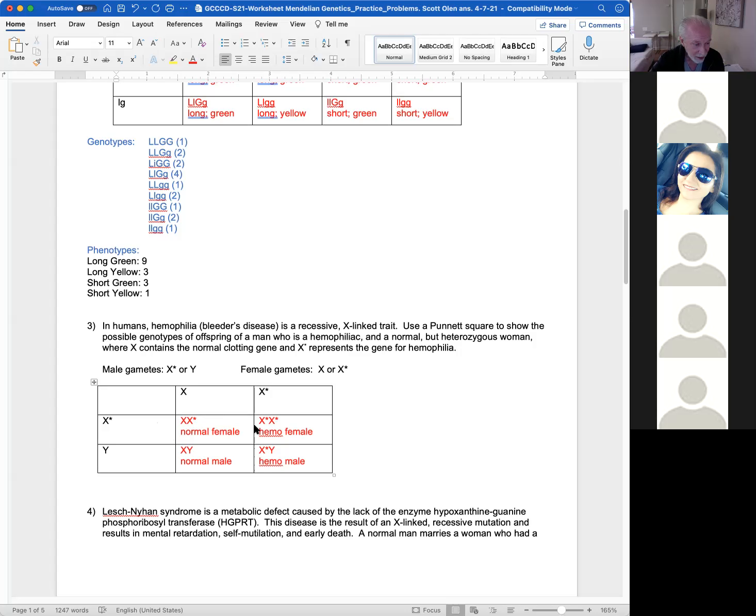In the next box, it's X star, X star, another female, and she will be a hemophiliac because both of her X's have the mutation. Then if you go to the males, X and Y, that's a normal male. And if it's X star Y, that's a male, and it's a hemophiliac male because there's only one X in a male, and it is mutant.